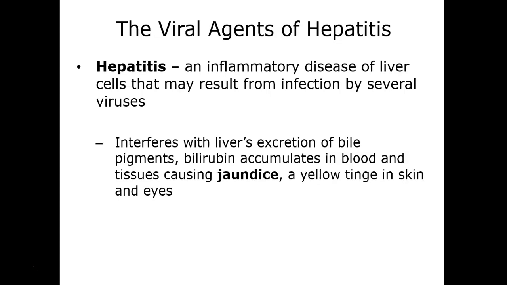So it's going to interfere with your liver's ability to produce and excrete bile pigments, which causes an accumulation of a substance known as bilirubin. And this leads to a yellowing of the tissues in the eyes called jaundice.